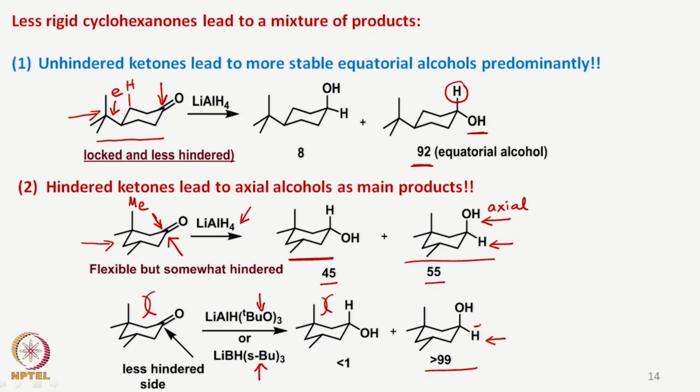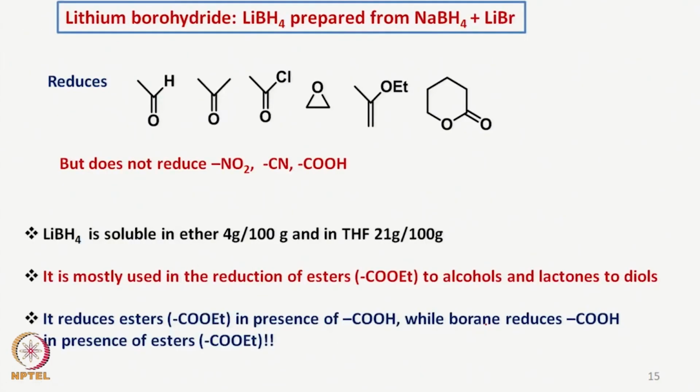This is the equatorial hydrogen. So this is how one can expect that the reduction of cyclohexanones can be predicted.